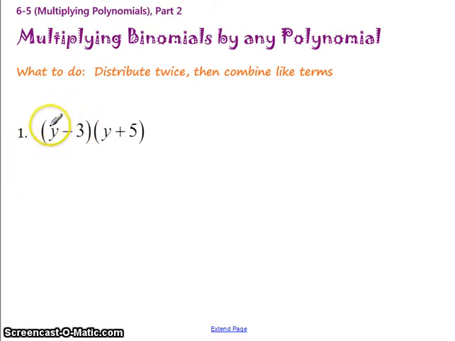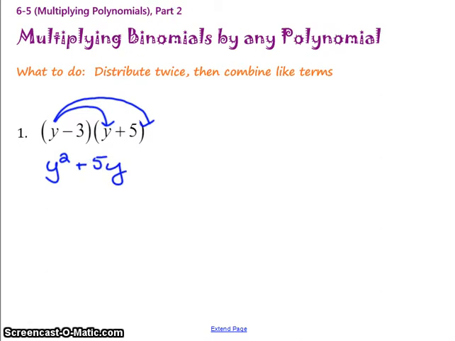In this first binomial, y minus 3, there's a y and a minus 3. You're going to separately distribute the y to the second parentheses, and then separately from that, distribute the negative 3 to the second parentheses. So what you're going to do is take y and multiply it times y. So y times y is y squared. Then you're going to take that y and multiply it times 5. So you're doing the distributive property with the y here, and you're going to get 5y.